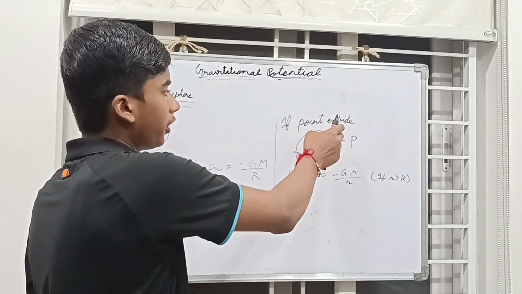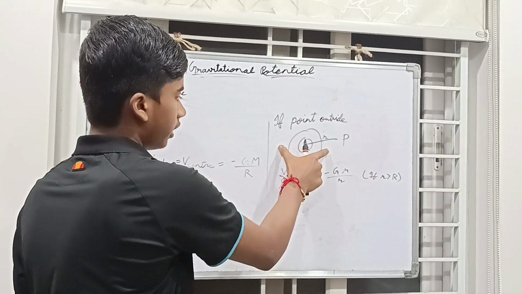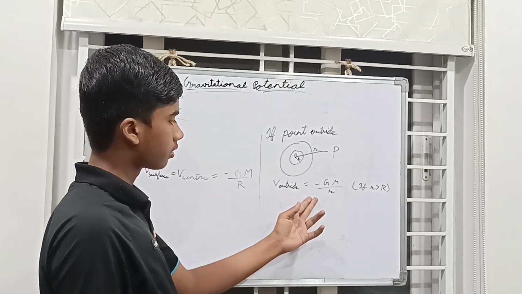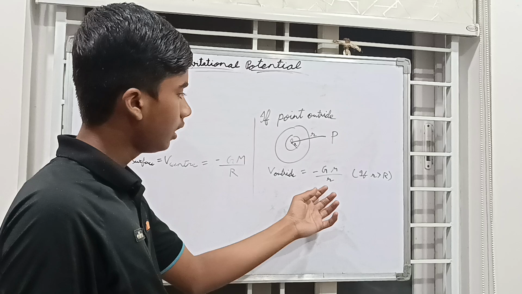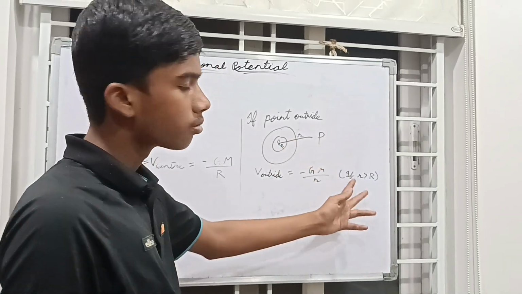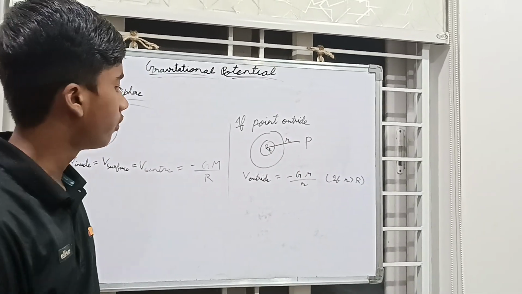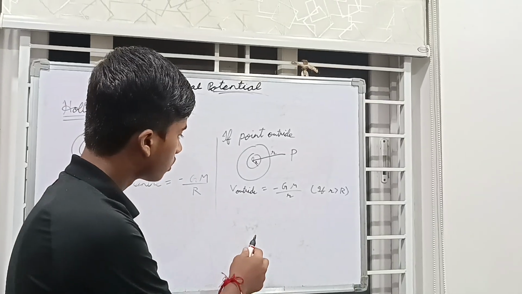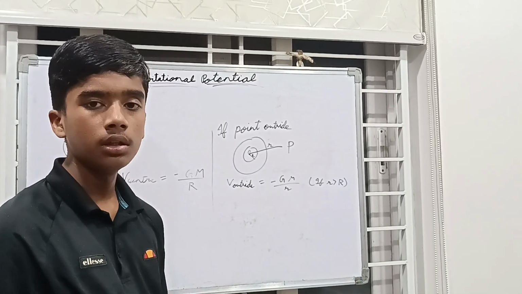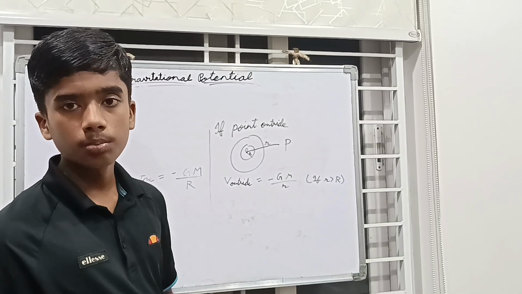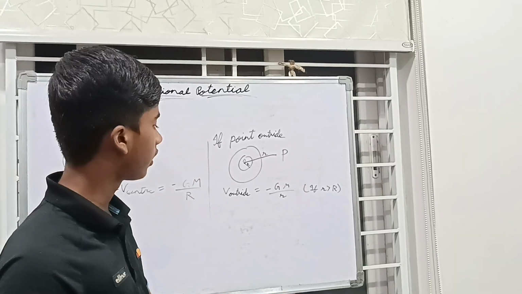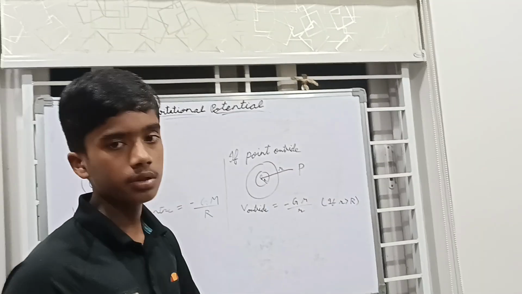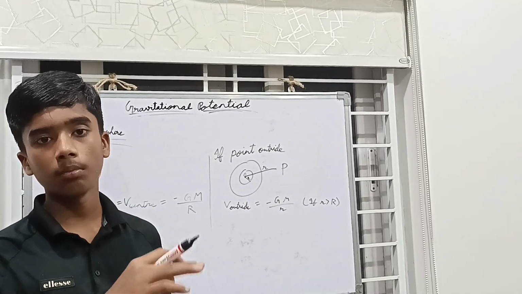And if they give a point outside of this sphere, then we need V outside, which is equal to minus Gm by small r, if small r is greater than capital R. Now if small r is equal to infinity, then we can write V outside is equal to 0, because anything divided by infinity is 0.